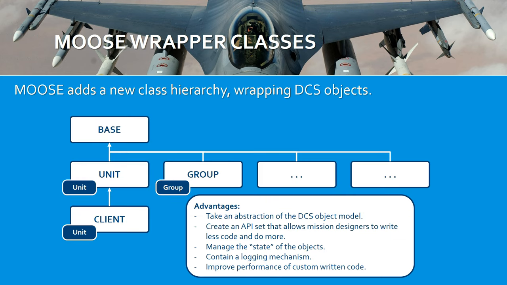Now, what are these classes? Well, the advantage of the object model of Moose is that it takes an abstraction of the complexity of these units here. You write less code and do more, but also manage the state of these objects. Currently, the DCS unit classes and the DCS group classes cannot contain a state. And what is a state? It's basically during your mission execution, you sometimes want the unit to remember that it was in a certain state.